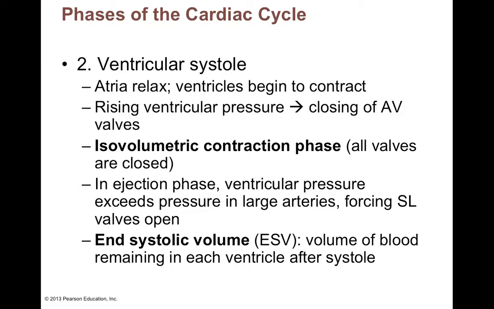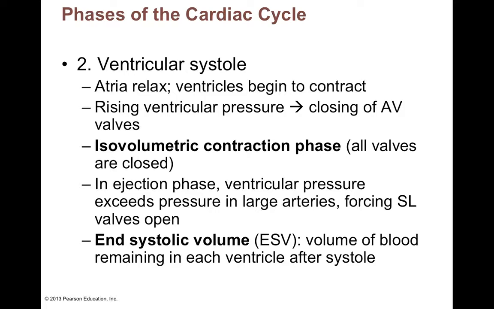Now, if you think about what this means, isovolumetric. Iso means the same. Volumetric just means volume. So isovolumetric means that there is no change in the volume of blood in your ventricles at this phase. That makes sense because all the valves are closed. If all the valves are closed, the blood's not going anywhere. If blood's not going anywhere, then the volume of the blood's not changing, right? The pressure can be changing, but not the volume, okay? So in ejection phase, those semilunar valves swing open, and all of a sudden blood gets ejected out of the heart, okay? This will continue until the ventricles stop contracting.